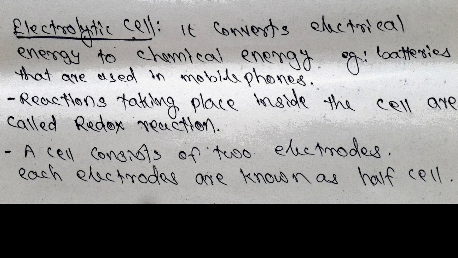The basic reaction taking place in electrochemical cells and electrolytic cells is the redox reaction. A redox reaction means a chemical reaction in which both oxidation and reduction take place. So in both kinds of cells, a redox reaction takes place.